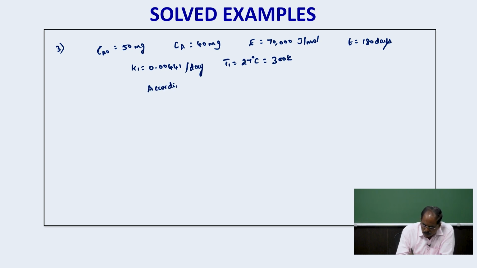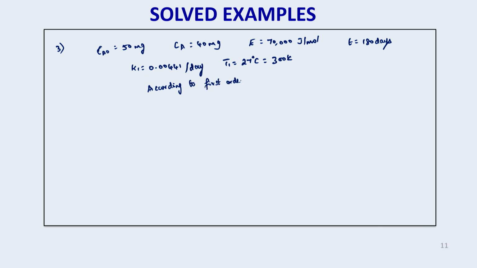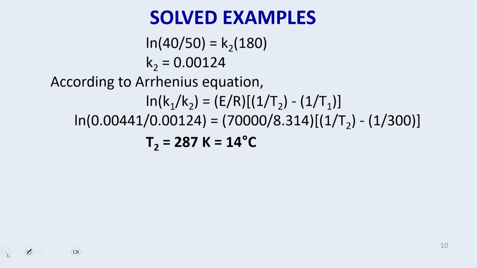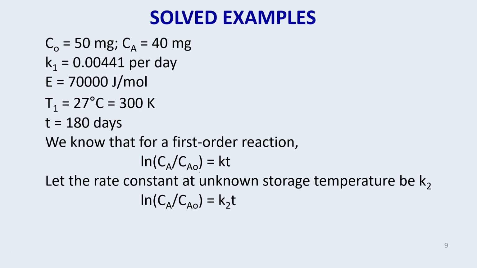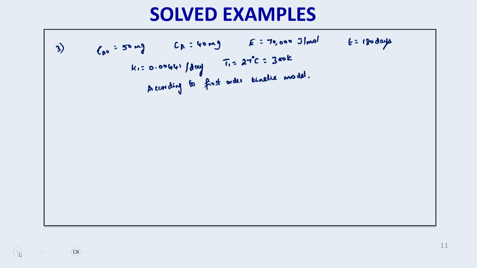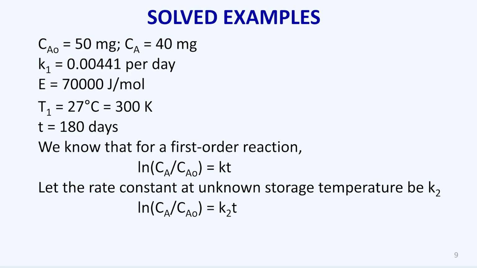According to the first order kinetic model, ln of Ca by Ca naught is equal to Kt. Let the rate constant at unknown storage temperature be K2. So I will modify this equation.